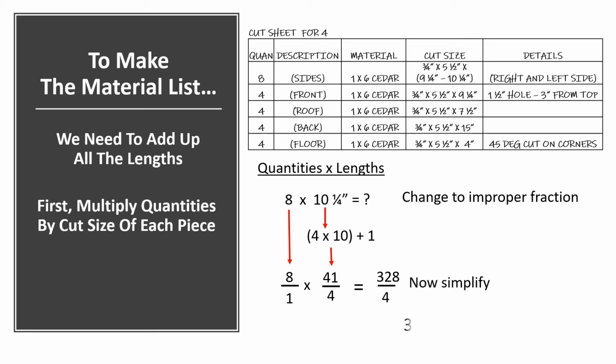All right, now we've got to simplify it. 328 divided by 4 is 82. Was that simple enough? I don't think so. I think it's the reason they call it improper fraction. It's improper to do it this way.